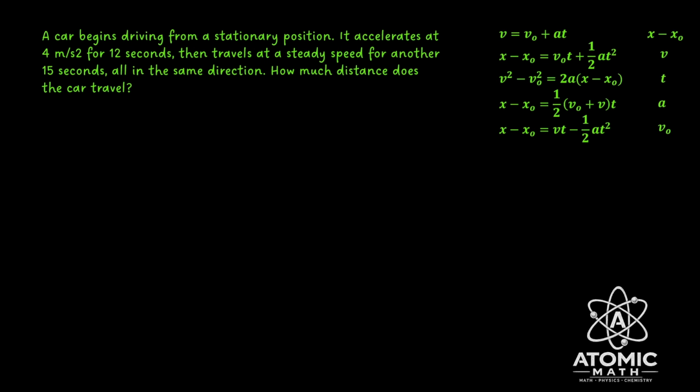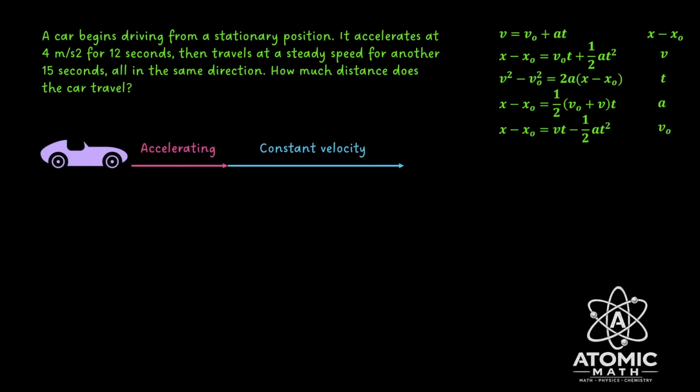First thing we want to do is draw a diagram so we can see what we're talking about. So we have a car. It's going to accelerate for 12 seconds, and then it's going to drive at a constant velocity for 15 seconds. So we don't know how much distance it's going to cover, but we do know that the distance 1 is during the acceleration, and the distance 2 is going to be during the constant velocity. So let's start by looking at what's happening in the first 12 seconds.